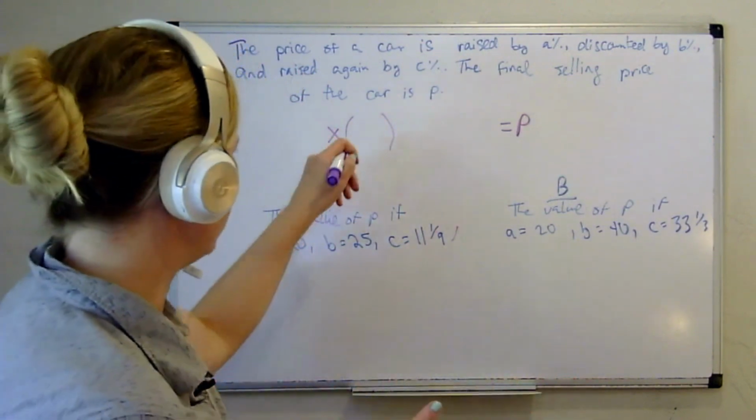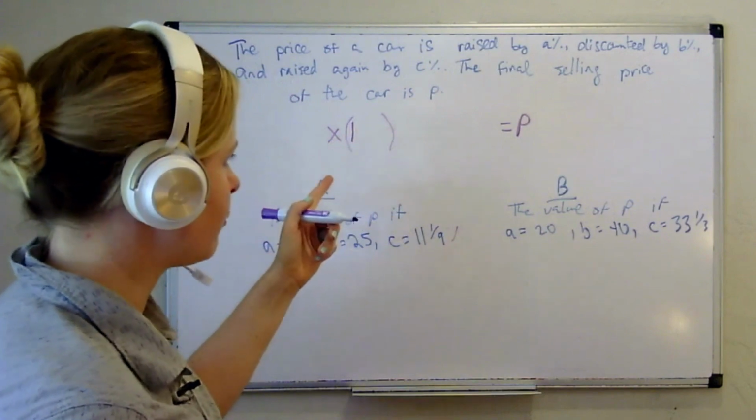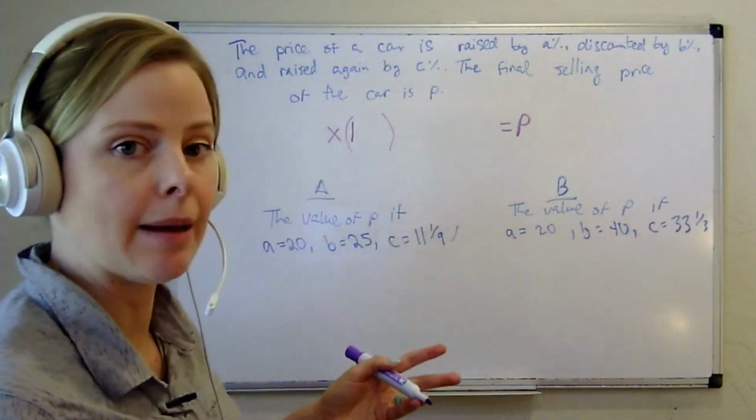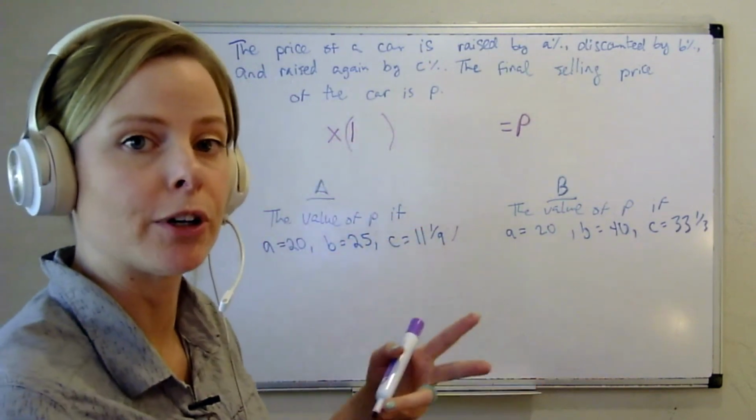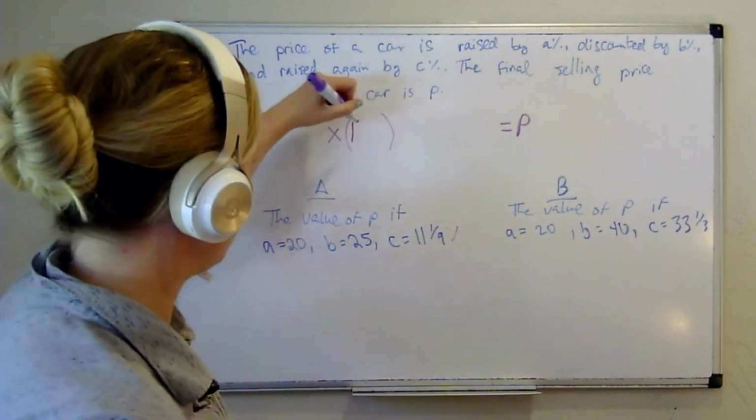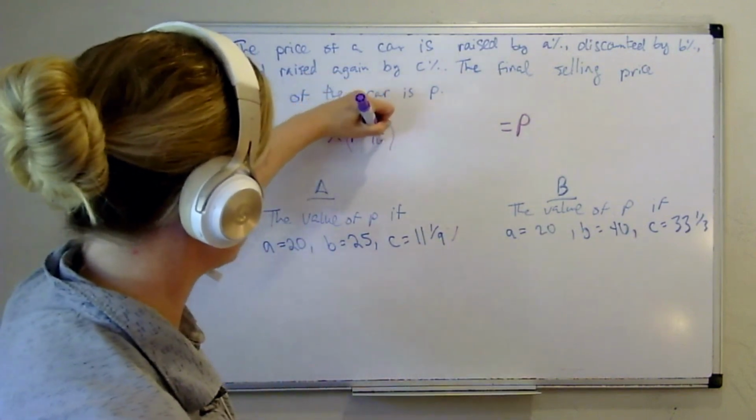So let's start with 1. And then on top of my just price that I've already got, I'm putting an additional a percent on top. So it's going to be 1 plus a over 100.